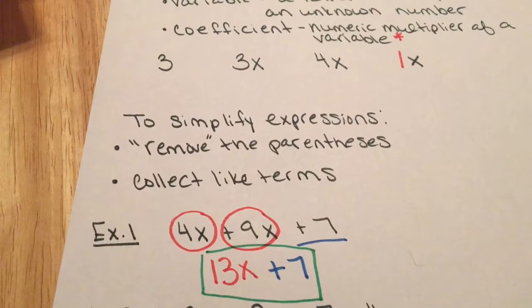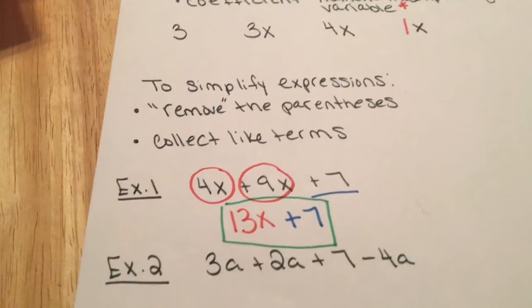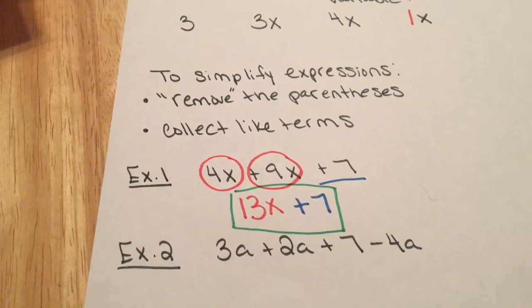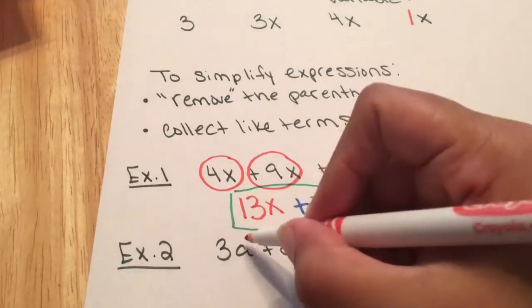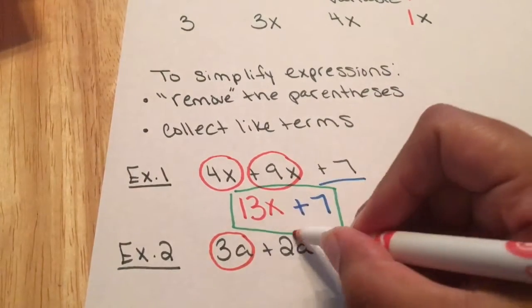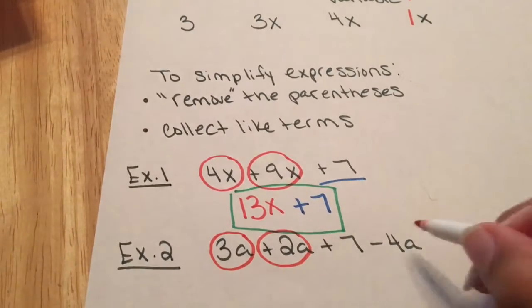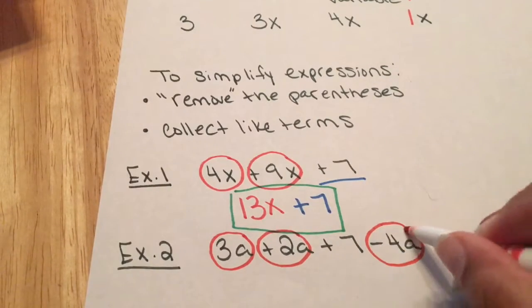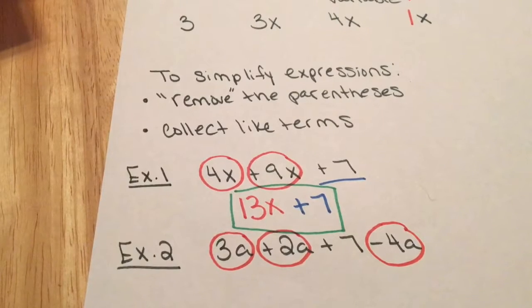All right, let's look at example 2. We have 3a plus 2a plus 7 minus 4a. Again, what we need to do is collect our like terms. So I have 3a, and I'm going to add that to 2a. And because I see this negative 4a, all of those are my like terms. So I want to go ahead and add them together.